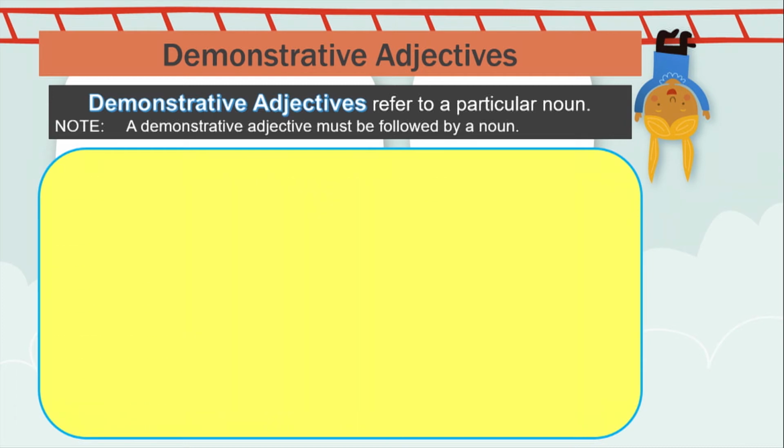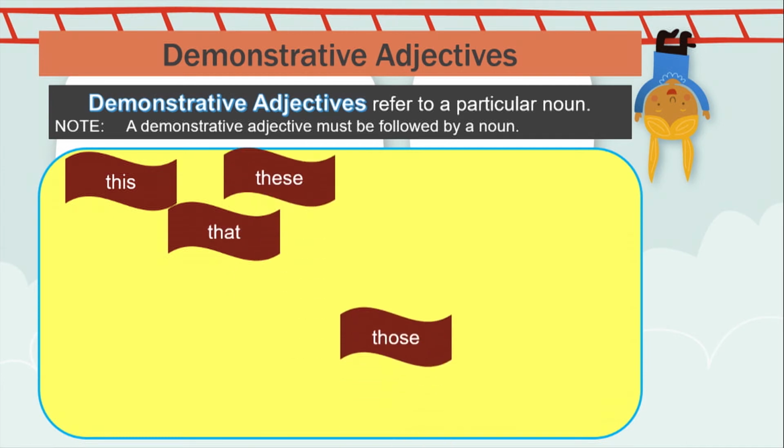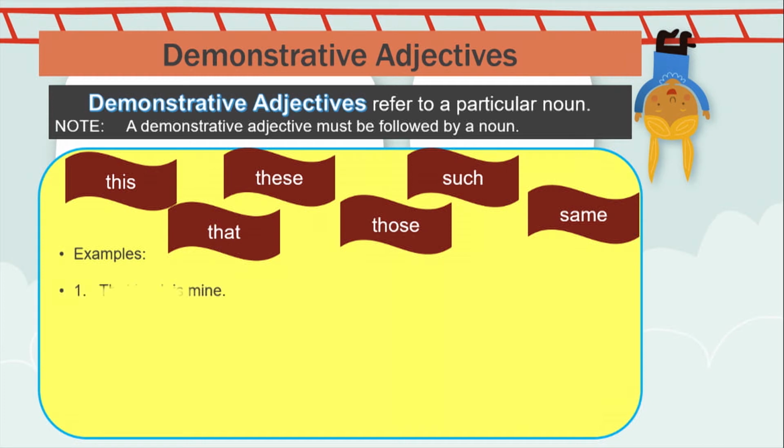A demonstrative adjective must be followed by a noun. And some of these demonstrative adjectives are this, that, these, those, such, same. Read that example for me. That book is mine. What is the demonstrative adjective there? So we're thinking. The noun is book. What is referring to the book? What is showing it? What is demonstrating it? Yes, it's that. It's not just a book, it's that book.